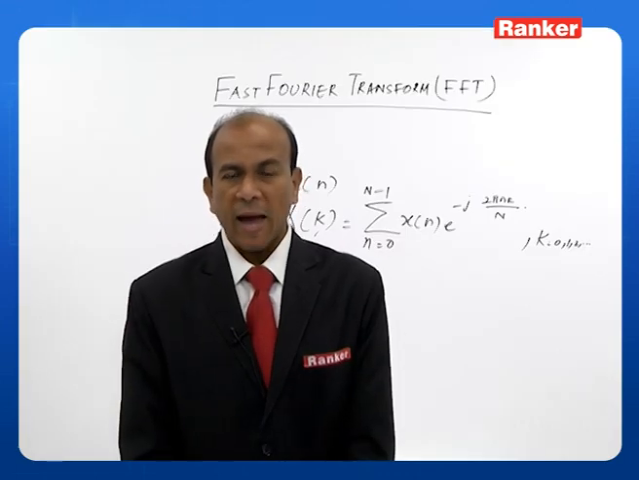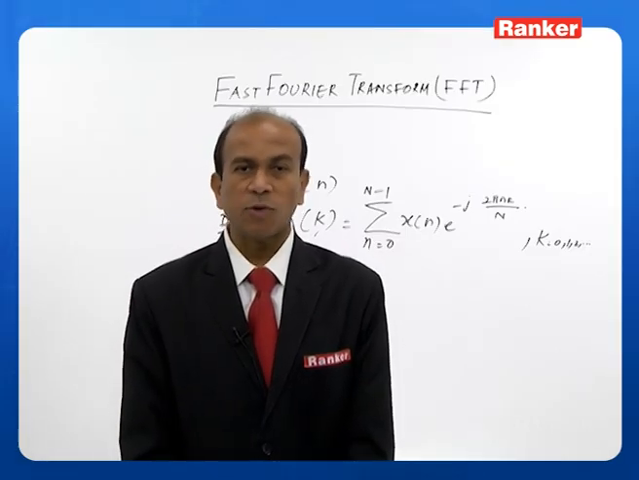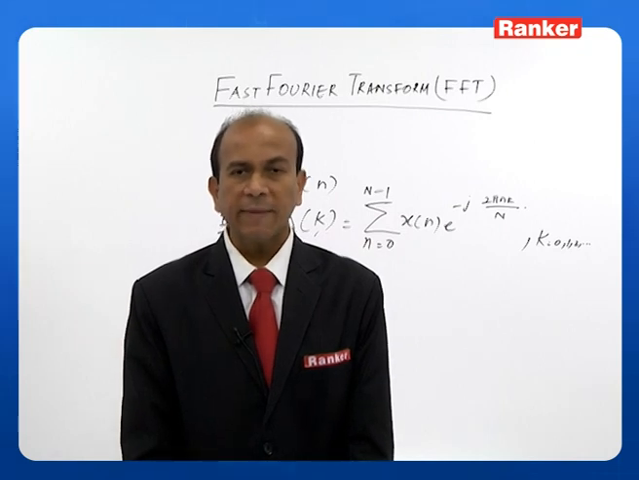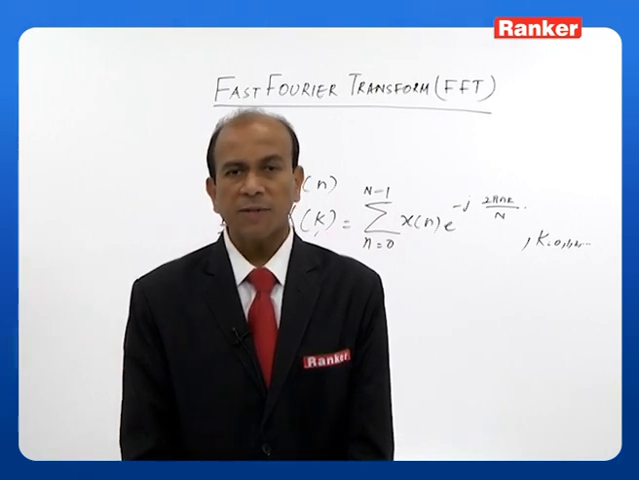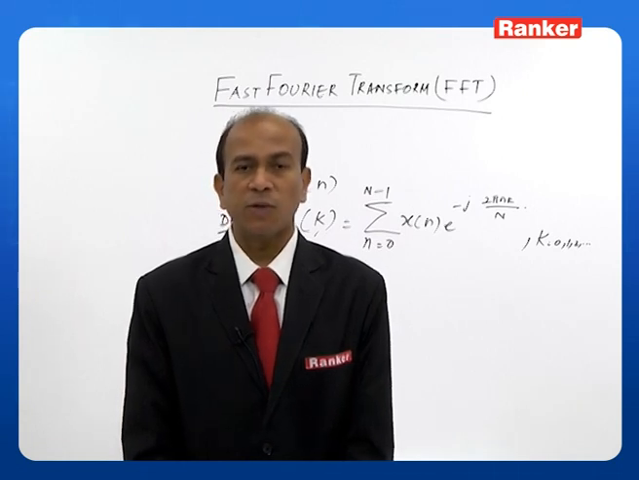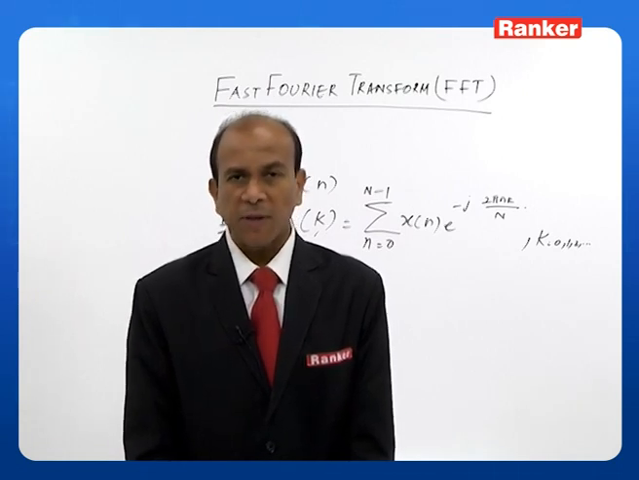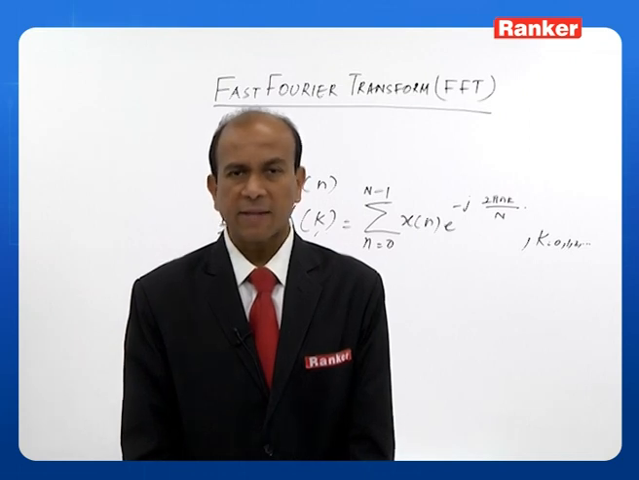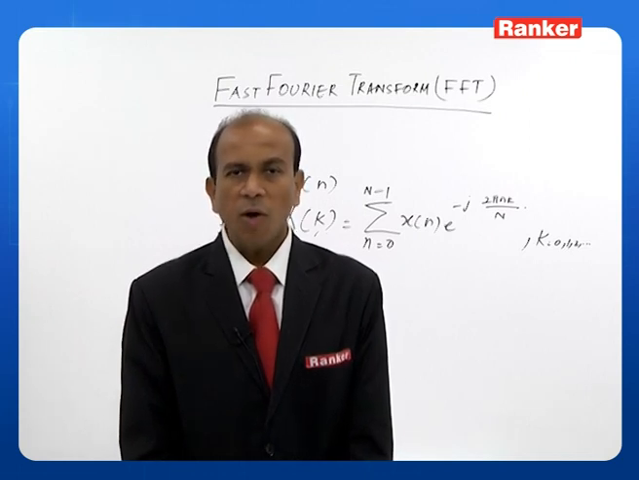So here n is an integer power of 2, that is n is equal to 2 to the power of L. So what I do is I break the n into two parts, n by 2 consisting of even and n by 2 consisting of odd numbered values of x of n. So in effect, n is broken into two parts, n by 2 even and n by 2 odd.